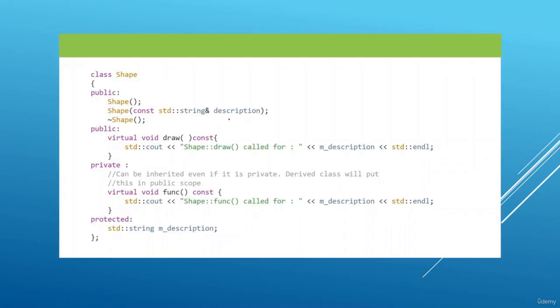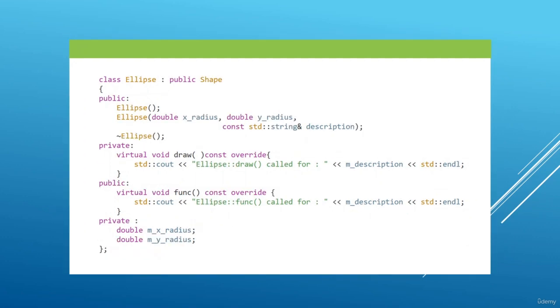Okay, so let's look at some code to really drive this home. We have our shape class. The virtual draw method is in the public scope, and we have another virtual method in the private scope of this class. Draw is in the public scope, func is in the private scope. If we inherit from this class and create our ellipse class, we're going to do public inheritance here. We're going to have our draw method in a private section in ellipse here, and the func virtual method is going to be in the public scope. So we are basically switching things off here. What was public in base is going to be private in derived. What was private in base is going to be public in derived. This is the setup we want to play with here.